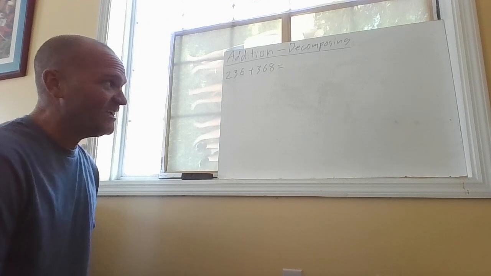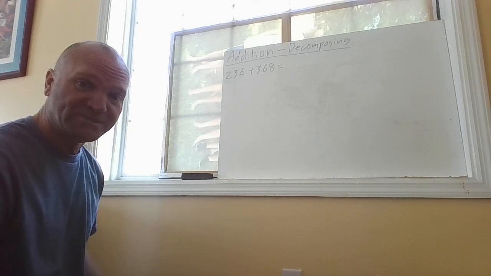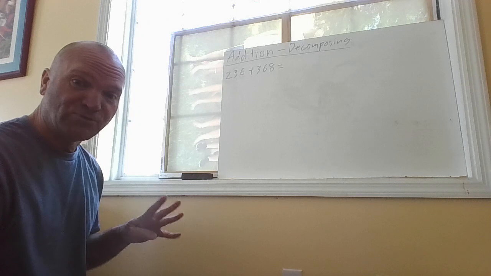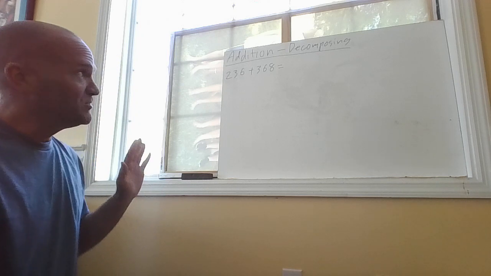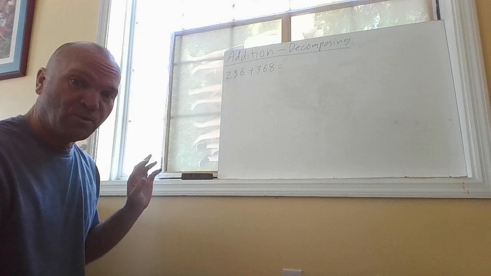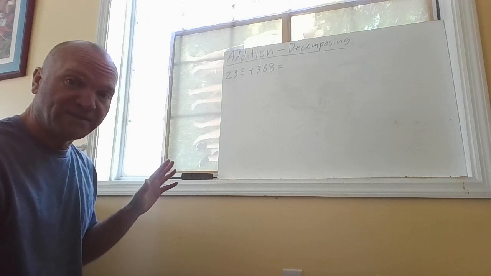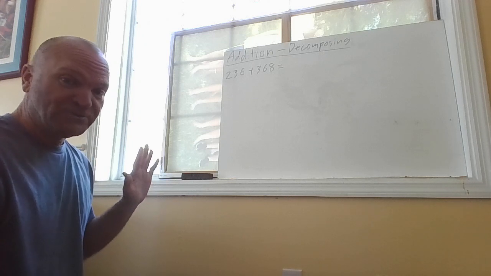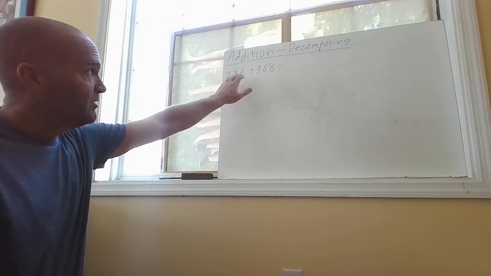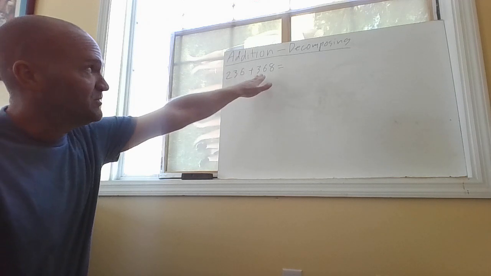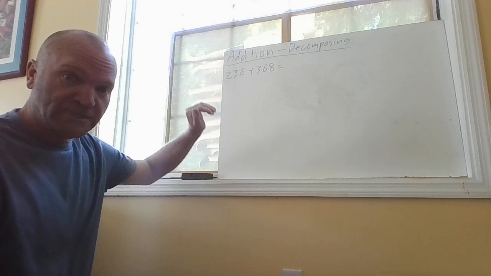Okay, class. Today we are going to solve four different types of math problems using four different methods for solving these problems. We're going to start with an addition problem where we're going to use the decomposing method to solve the problem. So how we're going to do this is we've got two three-digit addends here. We've got 236 plus 368 equals.